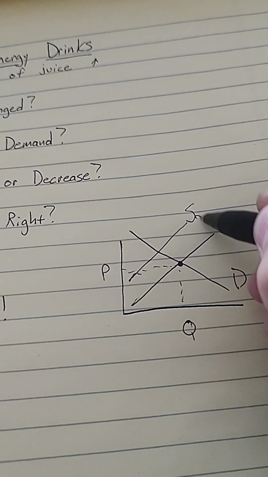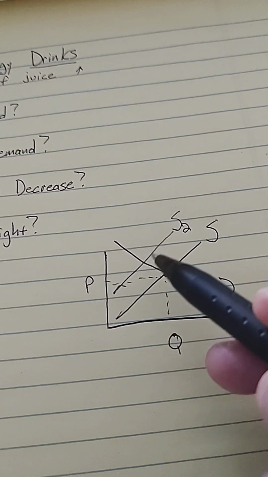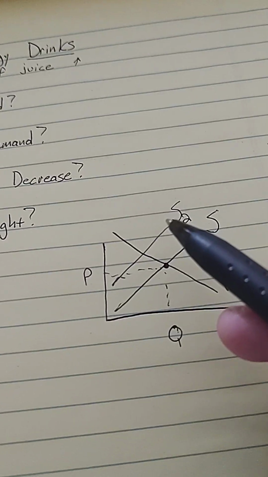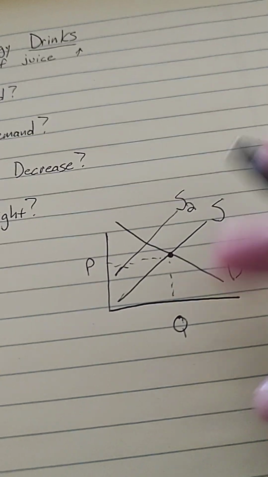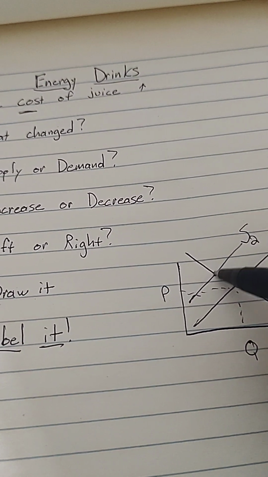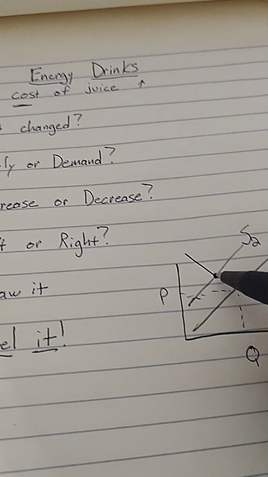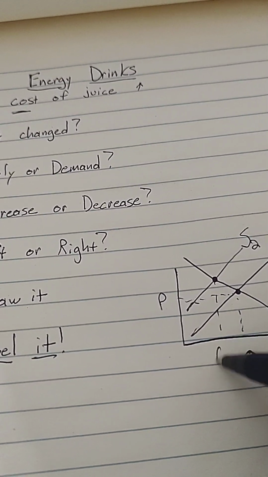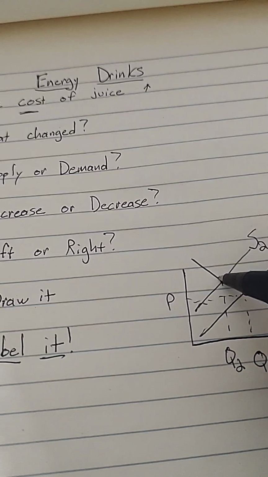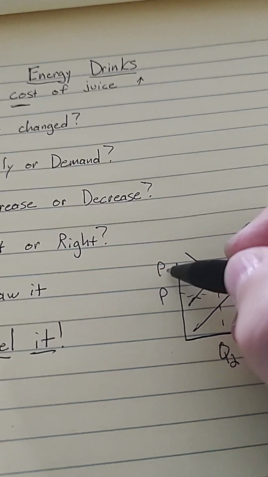And I'm going to label it S2. So this is a supply decrease. It is a supply decrease, okay? And so now what I do, I go here, I label this Q2, I label this P2.